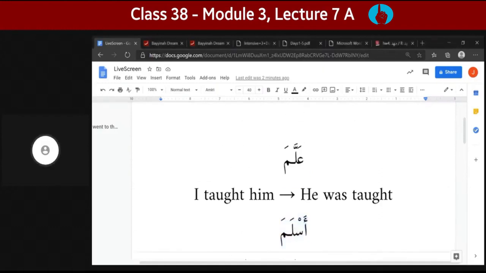Allama by itself is not I taught him. I was just giving an example of a pronoun. So if I wanted to say I taught him, I would say allamahu. I'm sorry for the confusion if that confused you.